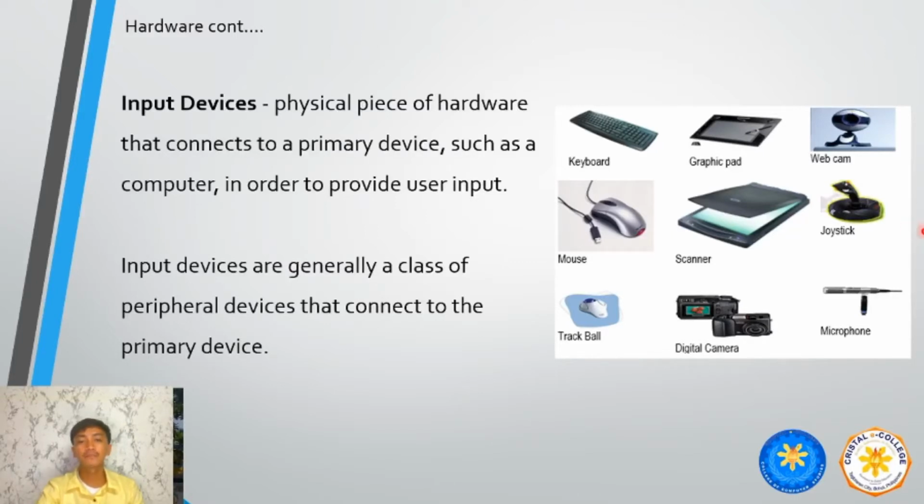We have examples of input devices here. We have the keyboard, the mouse, the webcam, the microphone, and the scanner. There are a lot of input devices out there that we can use with our computer. A touchscreen device is also an example of an input device. What input devices do is transform human readable form into computer readable form.